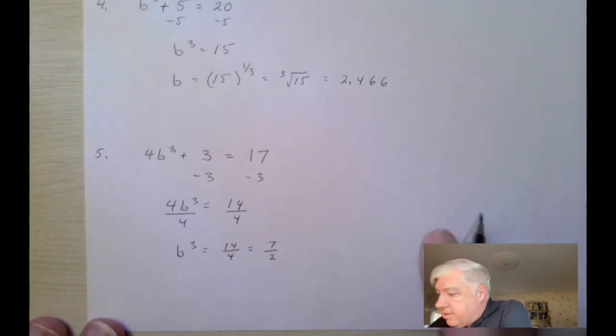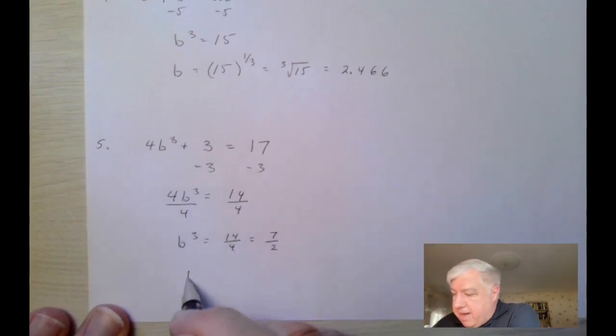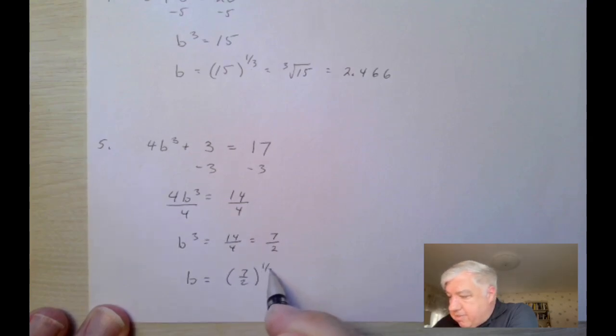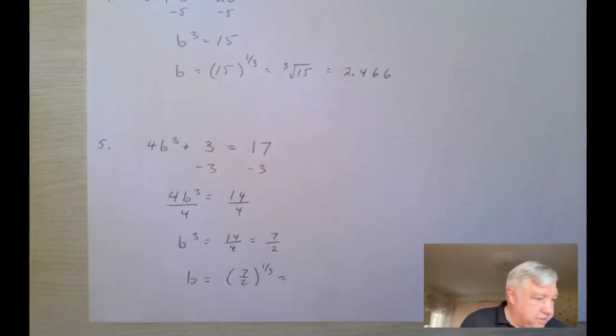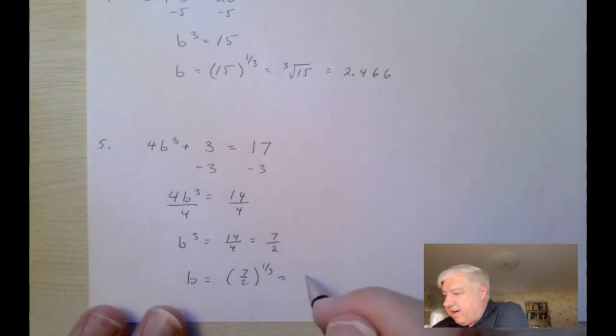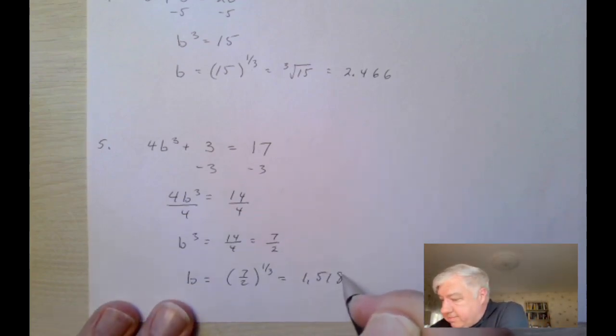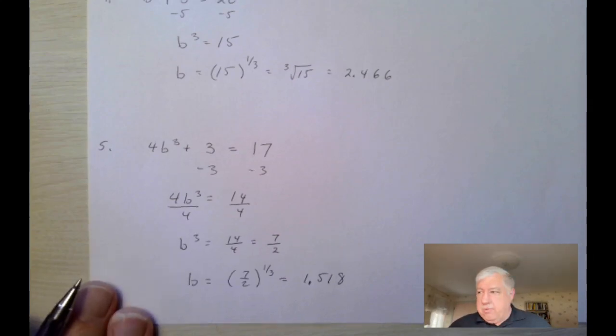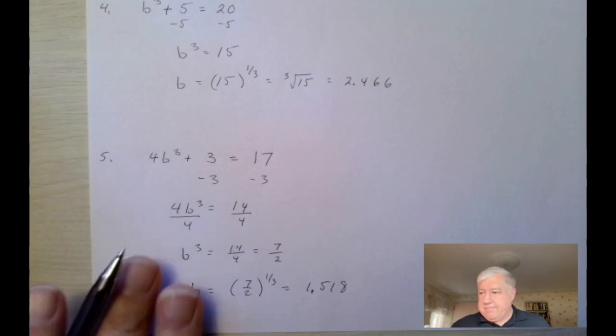And then we just raise everything to the 1/3 power, so b is going to be 7 halves raised to the 1/3 power, which on our calculator is 1.1518. Okay? Alright, so there's a few examples like this.